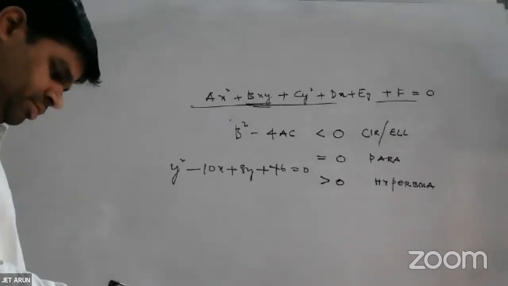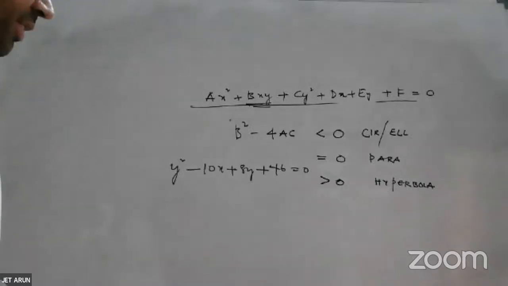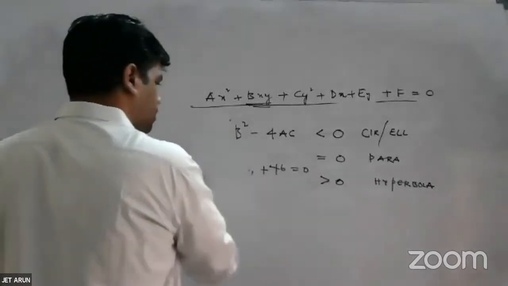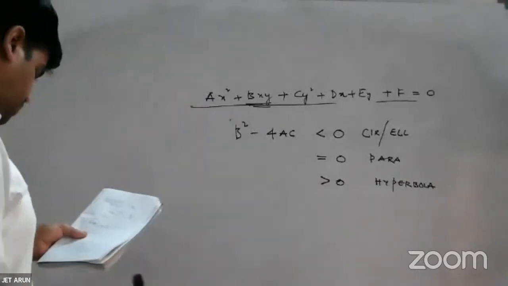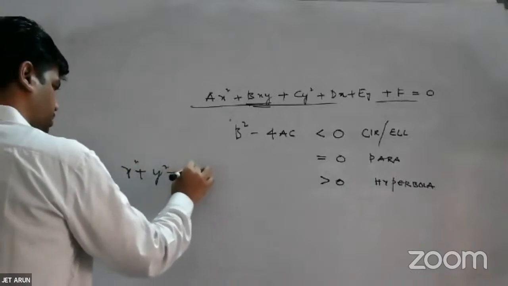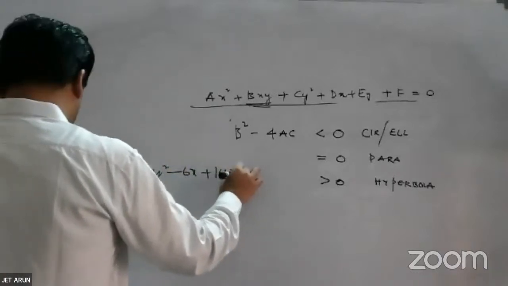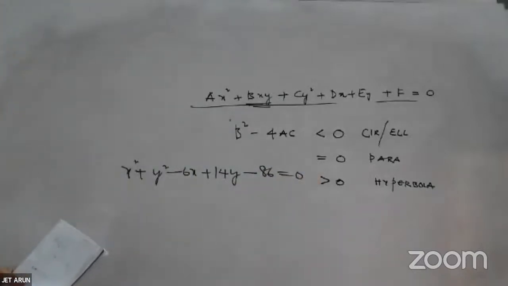All right. Now, I'll give you one more. x square plus y square minus 6x plus 14y plus 9 minus 86 equal to 0. B square minus 4AC, is it equal to 1, or less than 0?